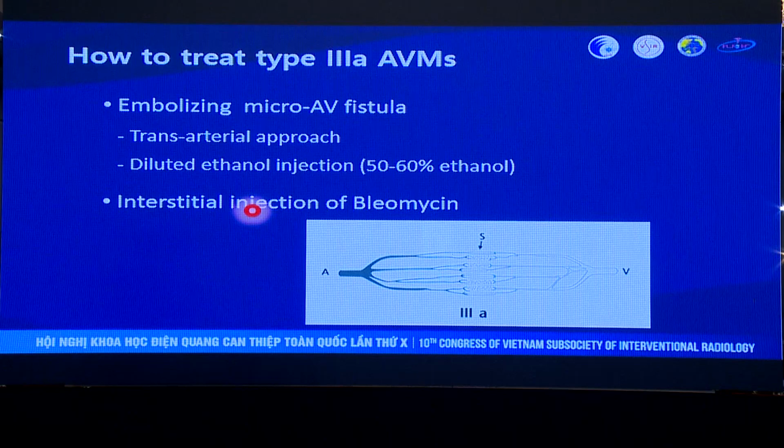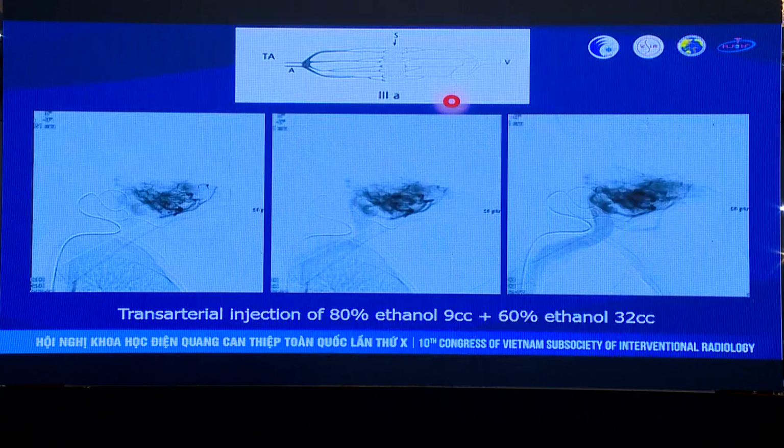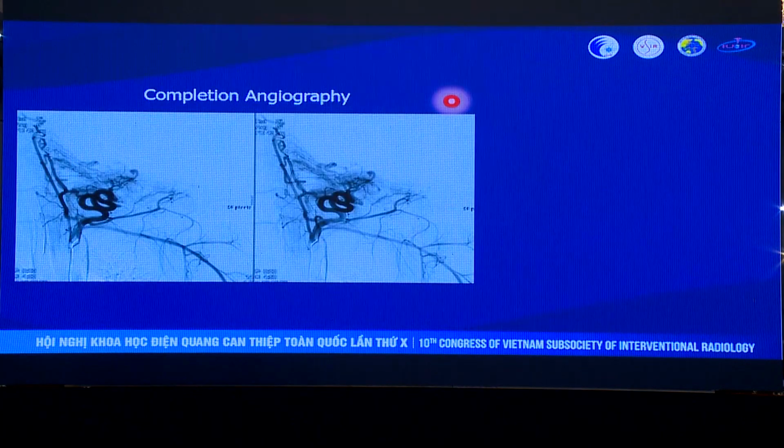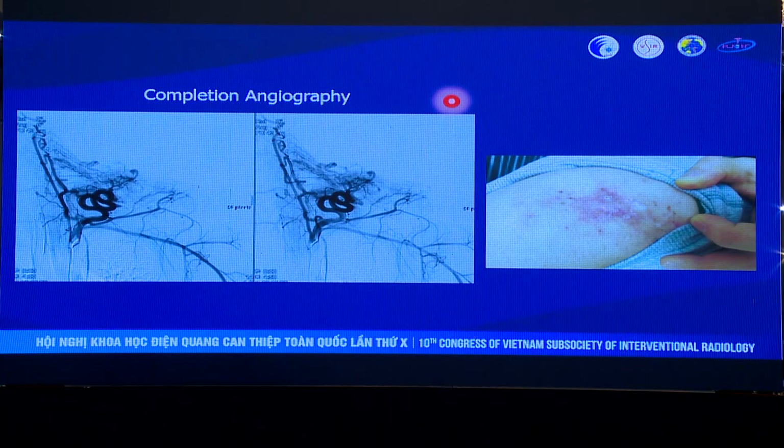Type 3A AVM is quite different. It has very small fistulas, and this is an example. You can see the very small fistula in the shoulder AVM. In this type of AVM, we can use diluted ethanol like this. Most of the AVM was treated, but skin necrosis occurred, and the lesion was cured after a few months.